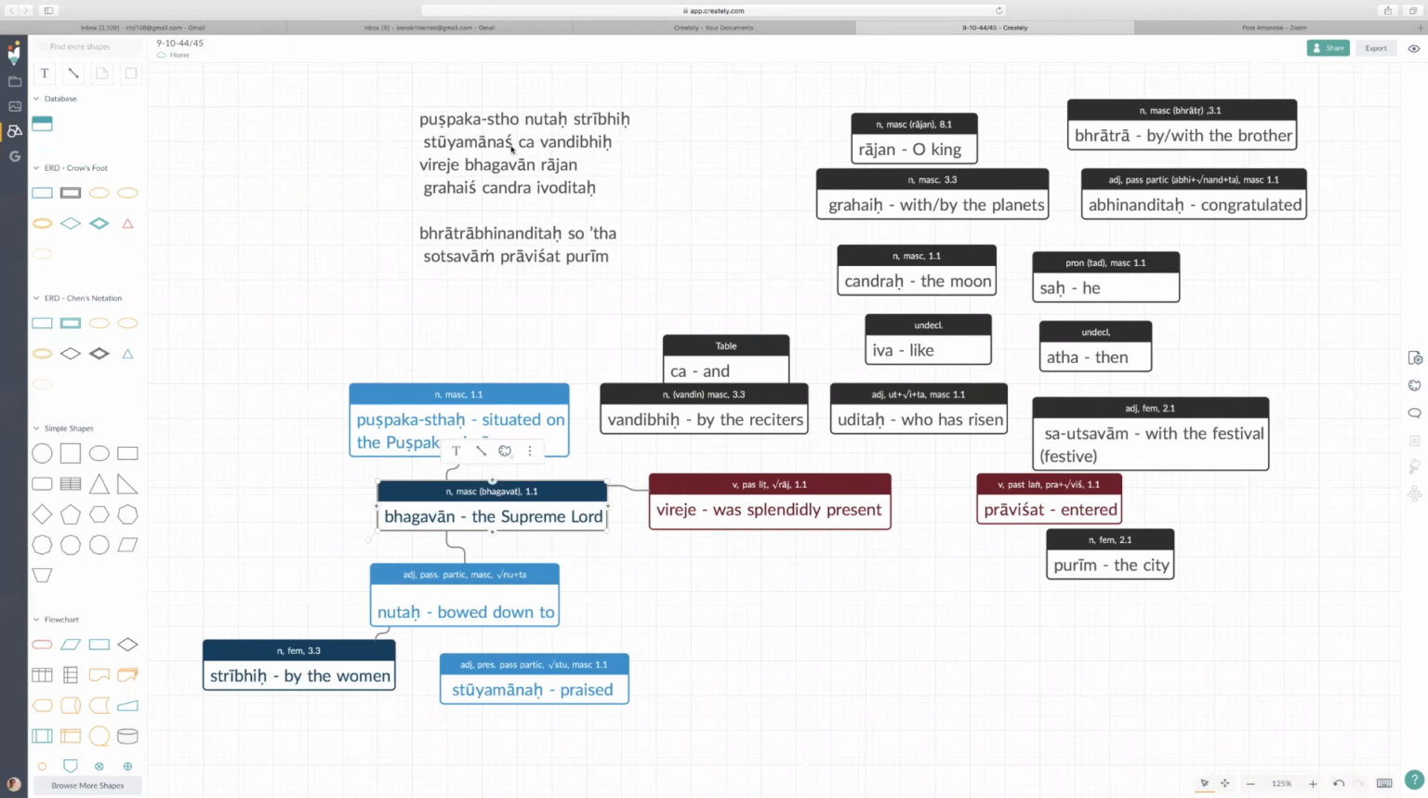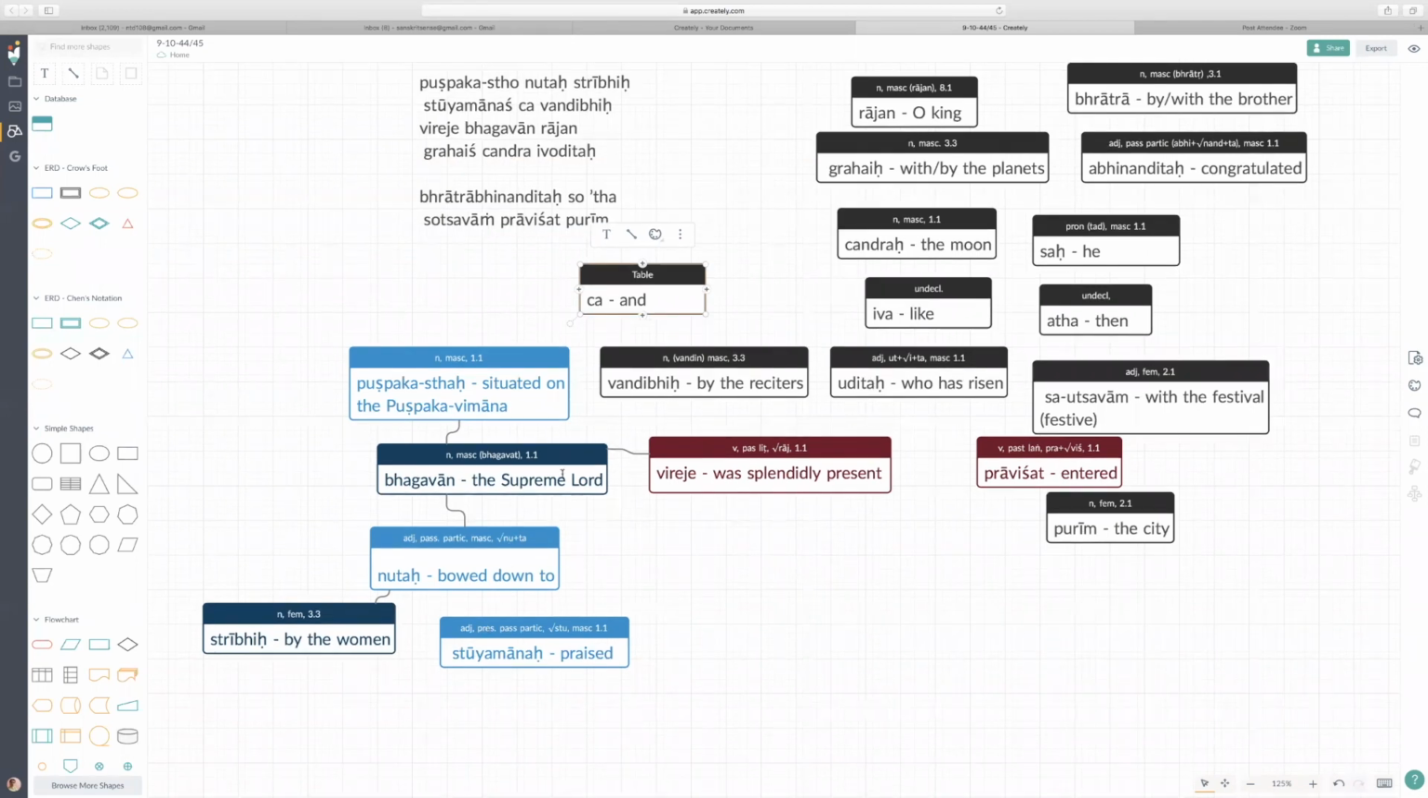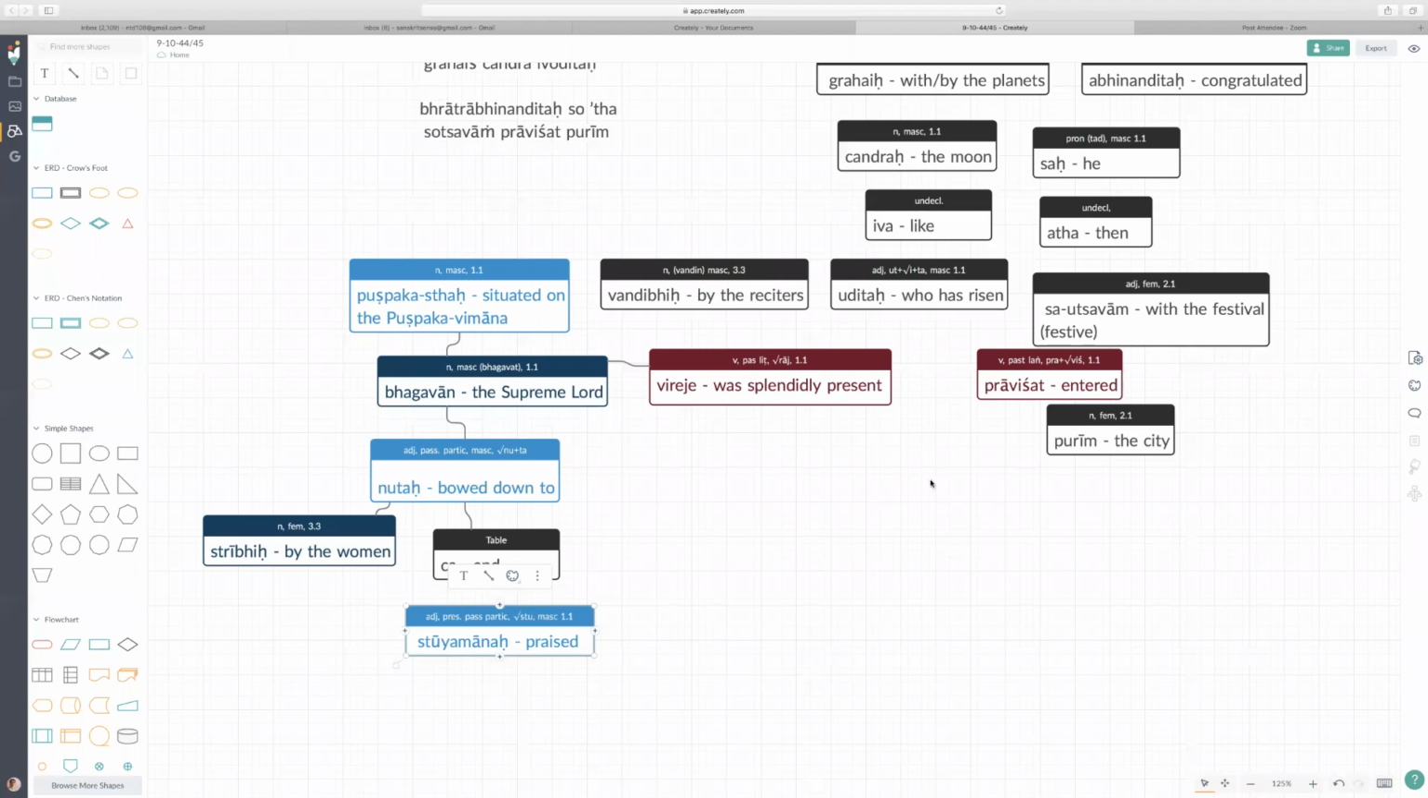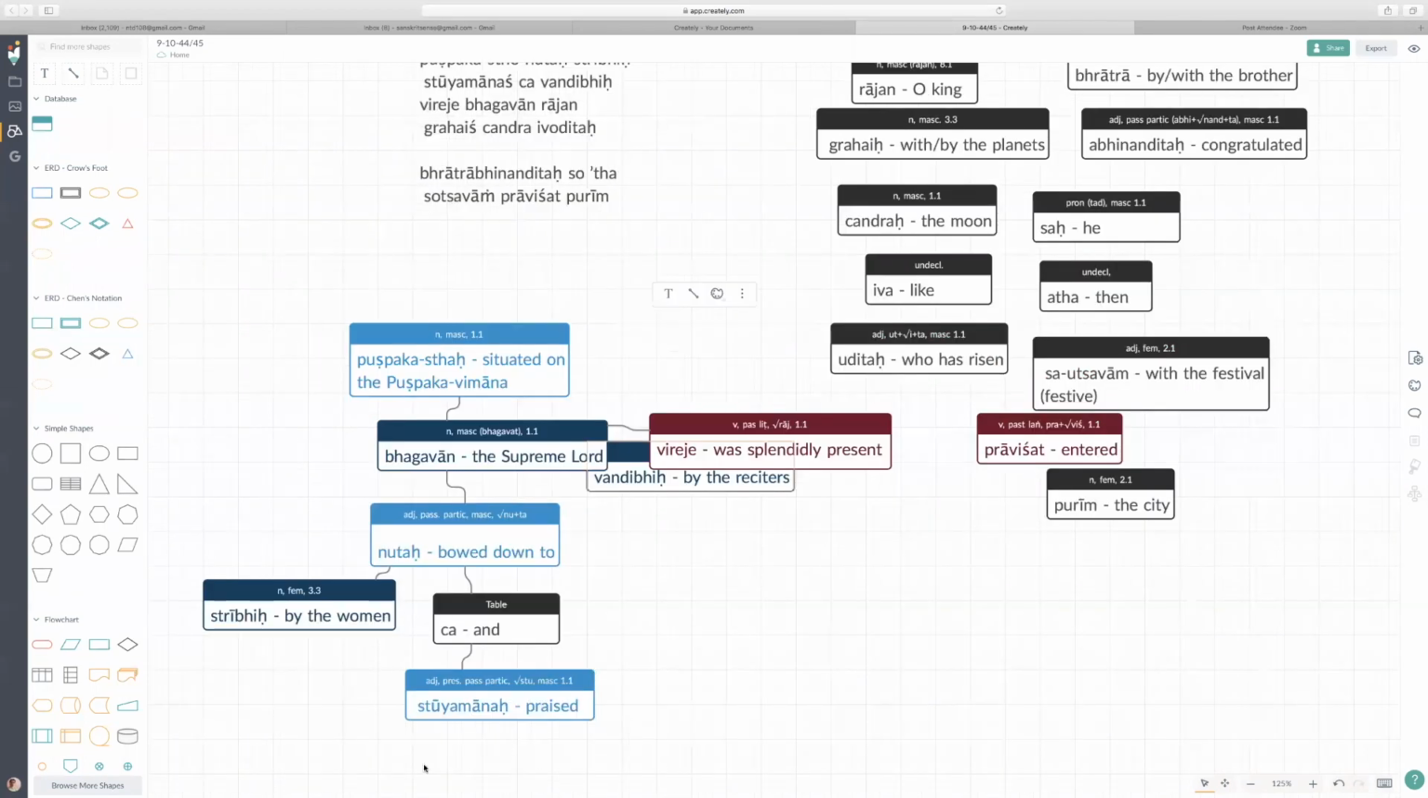Okay, Stribhihi Stuyamanas Cha. What are we connecting with Cha? Which things do we connect? Exactly, yeah, we connect these participles. So he was this and he was that. Stuyamanascha vandibhihi. Okay, vandibhihi. That is connected to Stuyamana. Yeah, that's the subject for Stuyamana. Object is karma, subject is karta, like the agent, the doer is the subject. It's just the terminology. So by the reciters, praised.